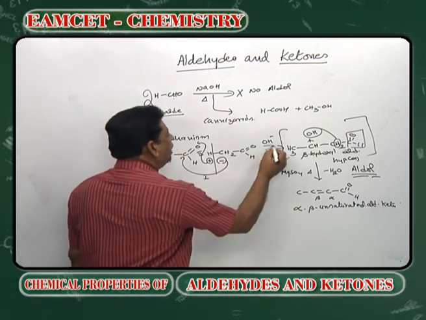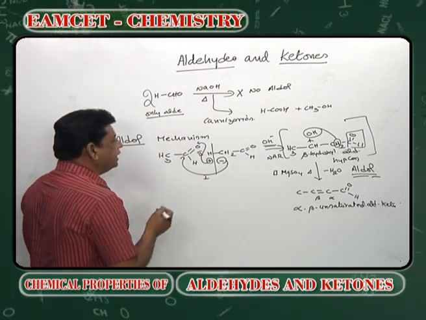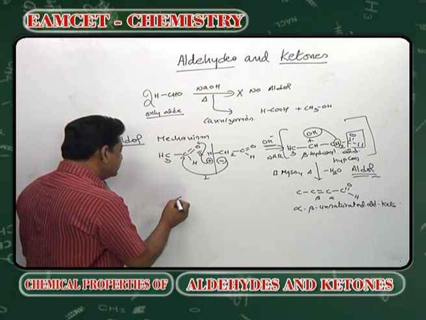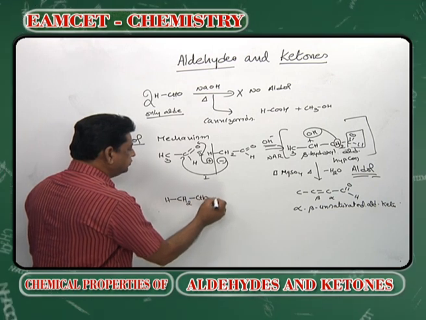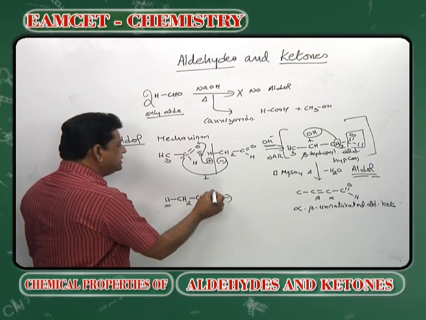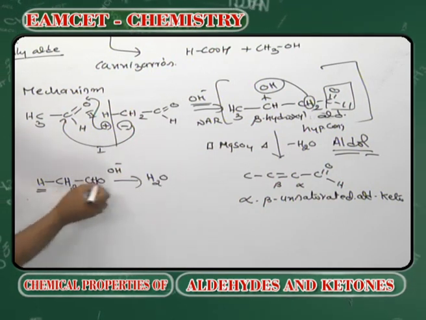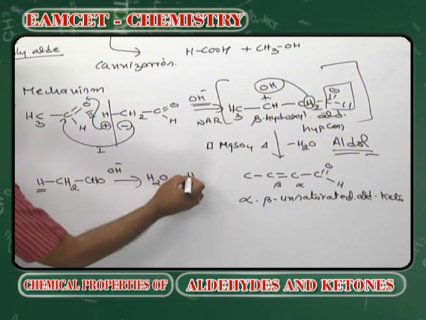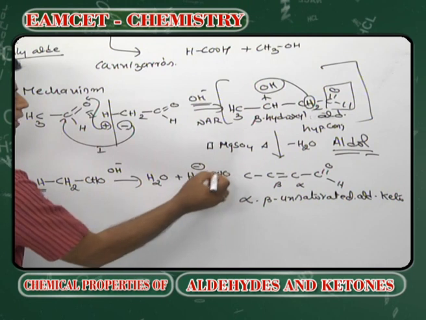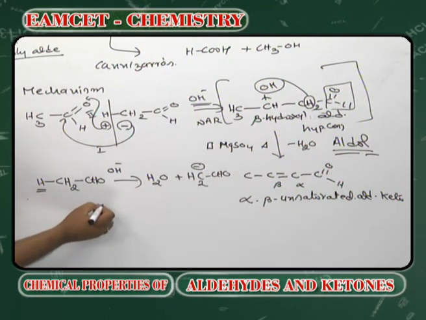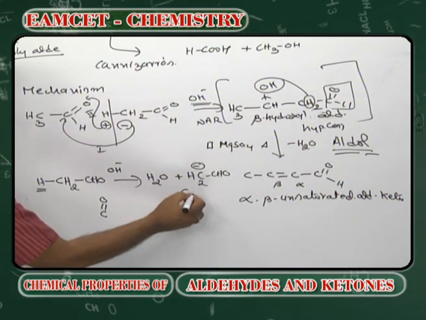What is the role of this OH minus? For that you can go one step into the mechanism of this reaction. First of all, what happens? One of the alpha hydrogens is taken away by the OH minus and that becomes water. This acetaldehyde will become the anion, that is CH2 minus CHO. Now this will add on the second acetaldehyde. The first acetaldehyde has become a carbanion.